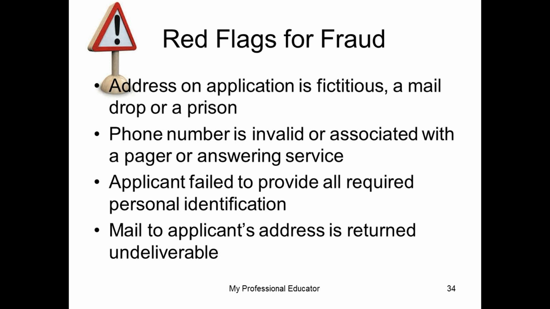More red flags. The address is fictitious. Believe it or not, it's a bail drop or a prison. You can check the address of both the person and the property on Zillow and see what you come up with. Phone number: you try calling the person and it's invalid, or it's an answering service. They don't give you all the personal information that you've asked for, or you mail something to their address and it comes back undeliverable. All possible indications of fraud.